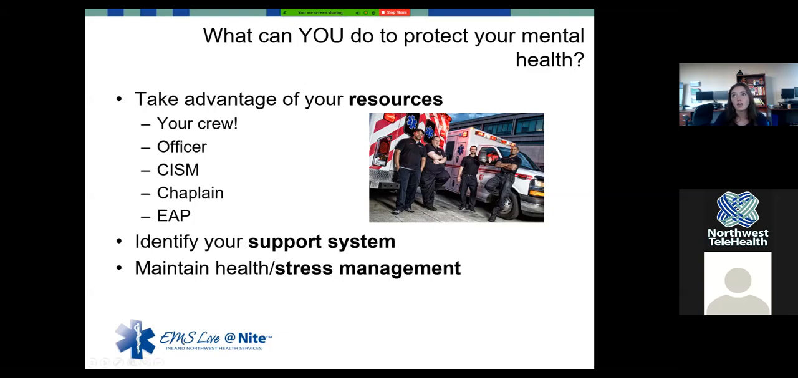But these are some things that you can do to protect your mental health. And this is what Dave, the chaplain, talked to me about. So one, your crew. Who you're working with. Those are the people that you can and should talk to the most because you have that shared experience, and over time you've established that trust to be able to talk with one another. So that's a big resource in itself.